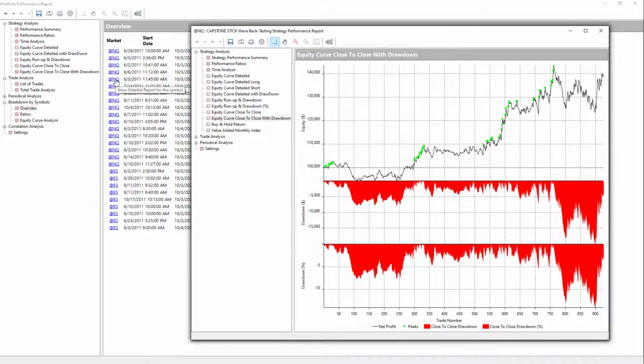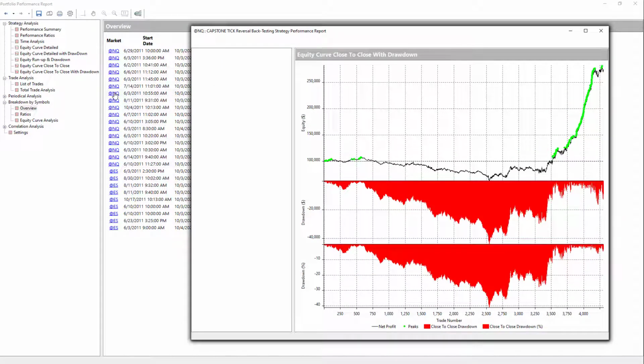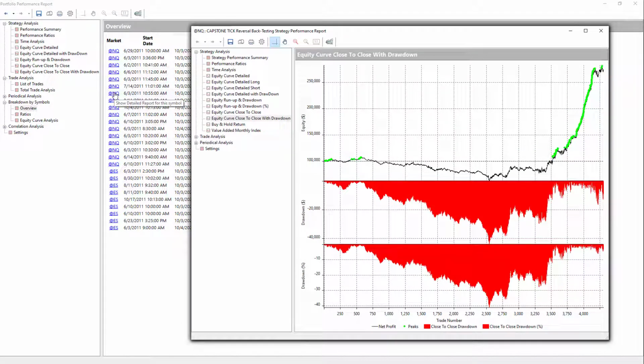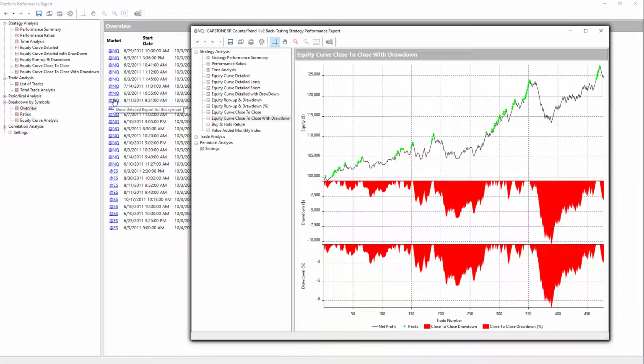Tick wave. Pretty choppy equity curve here recently. And tick pulse. So tick wave is the only one that looks pretty rough lately. Tick reversal. And SR counter trend 2 V2.